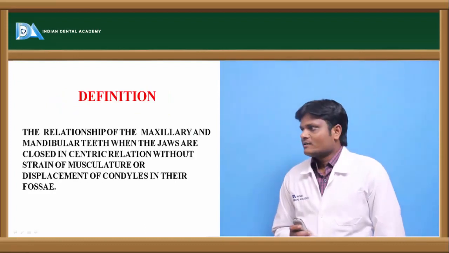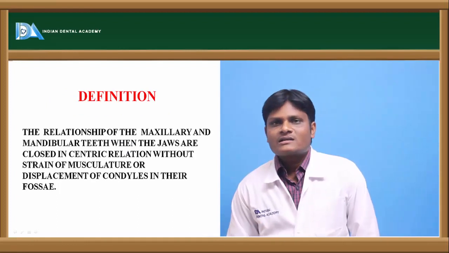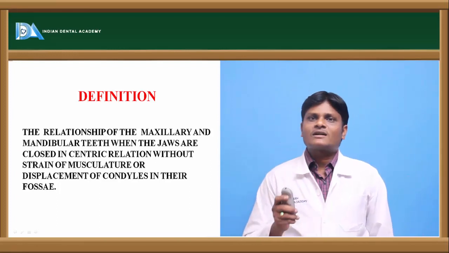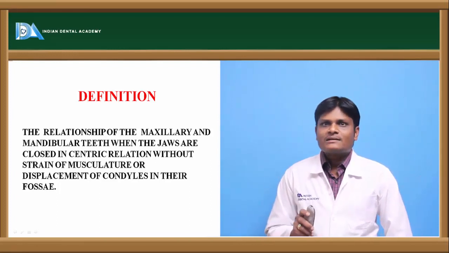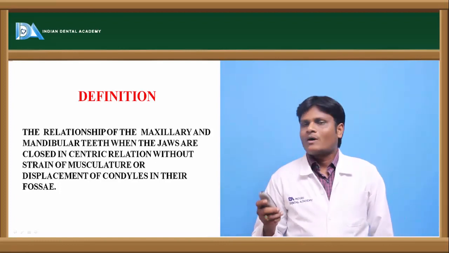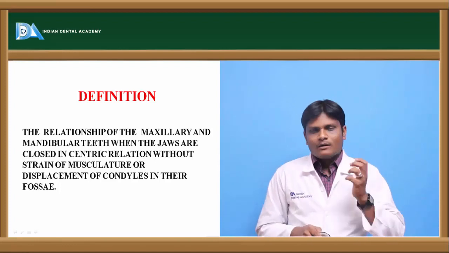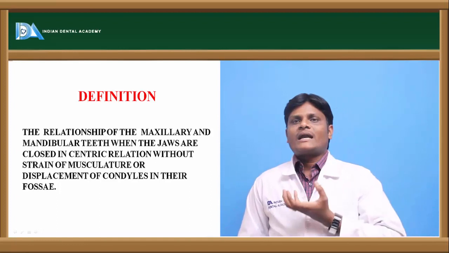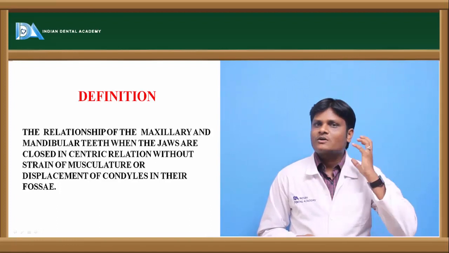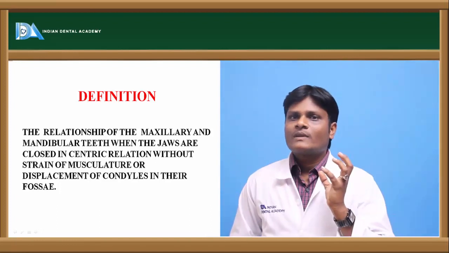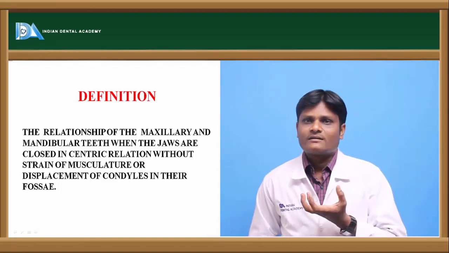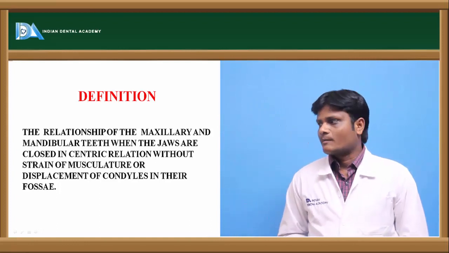The definition of occlusion is the relationship of the maxillary dentition to the mandibular dentition when the jaws are closed with the muscles in a relaxed position, that means without any strain on the muscle, and when the condyle is not displaced from the fossa. That means occlusion is the relationship of maxillary and mandibular teeth with respect to each other when the jaws are closed with the condyles in a relaxed position in centric relation with the muscles unstrained. This is the definition of occlusion.